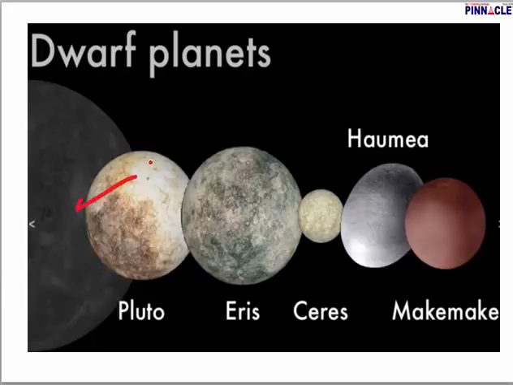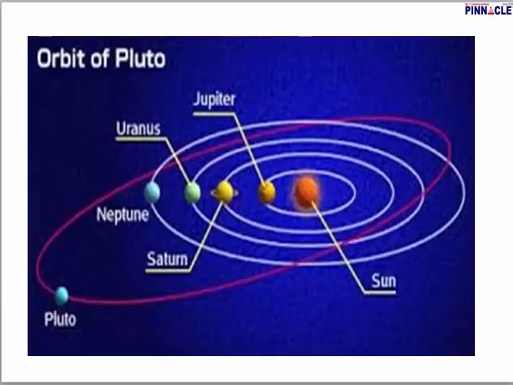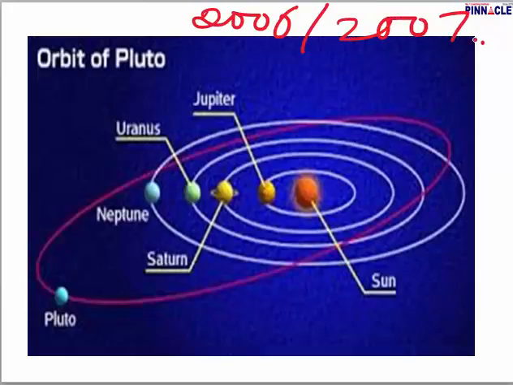First one here, Pluto. Initially it was considered a planet, but then it's much smaller in size in comparison to the moon. And the moon is the Earth's satellite, and this is just 1/4 the size of the moon. The next dwarf planet that we have is Eris. Then we have Ceres, Eume and Makemake. Now let us understand why Pluto was de-recognized around 2006 and 7, and it was no more considered to be a planet.